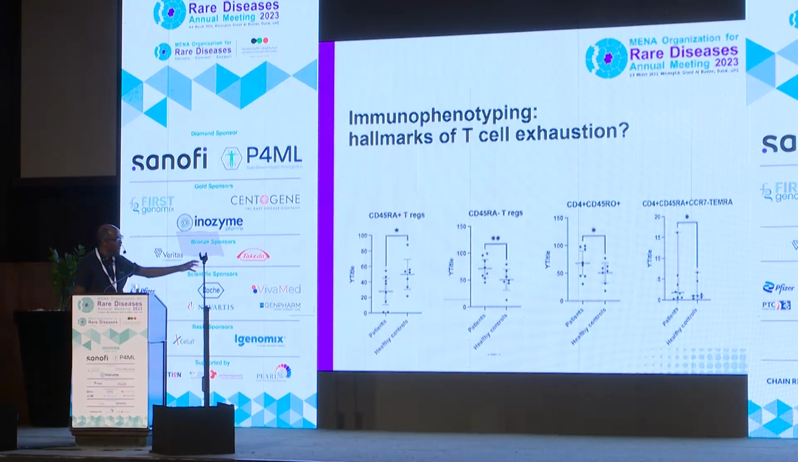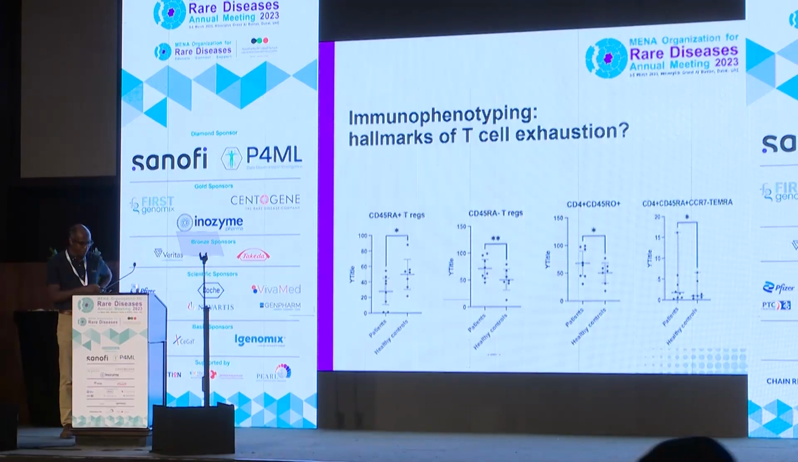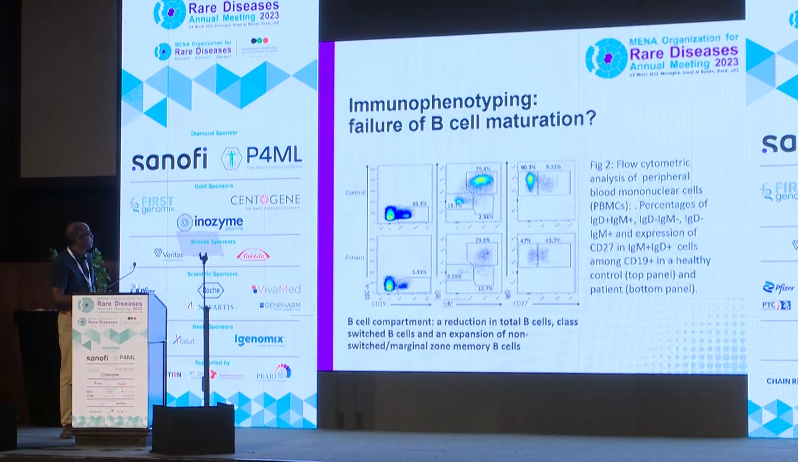You've got a deficiency in naive cells, an expansion in different memory compartments, and most of that expansion is through cells that are not doing much. They're just a lot, but they're not working very well. And when we looked at the B cell compartment of these patients, we saw a sort of a failure of B cell maturation in the number of switched B cells, and also the response to antigen, and you just have to believe me because I can't explain more of that.